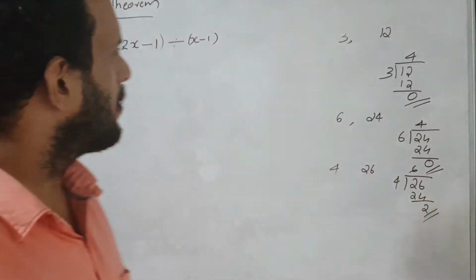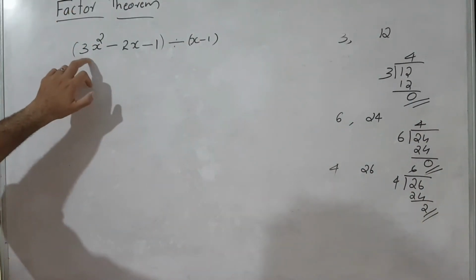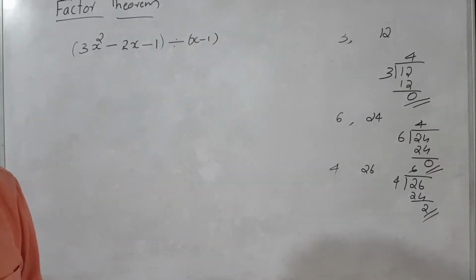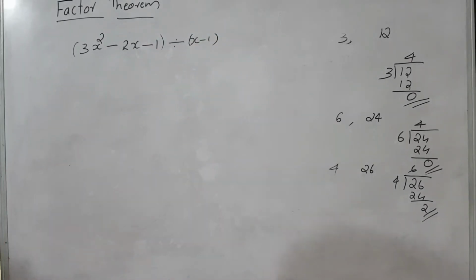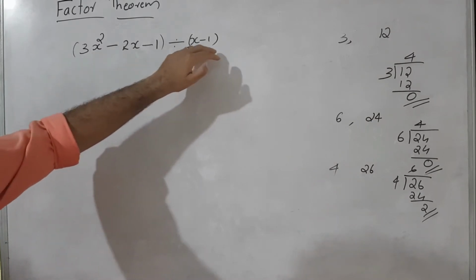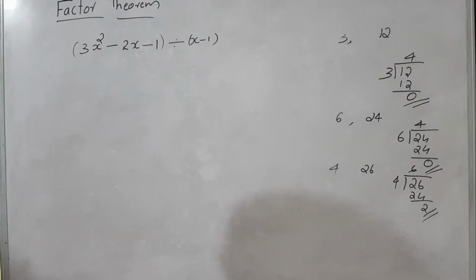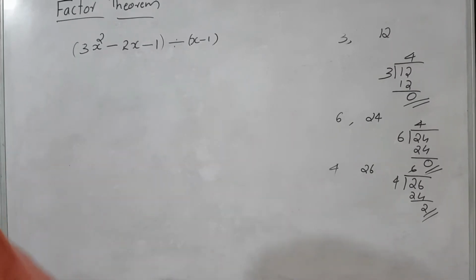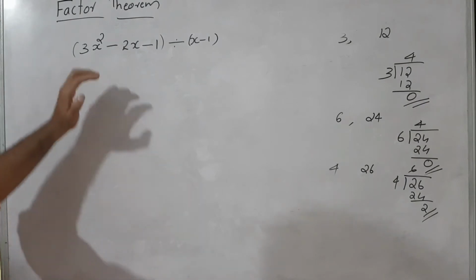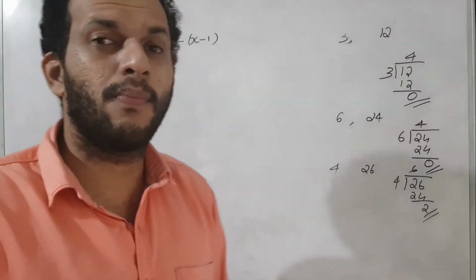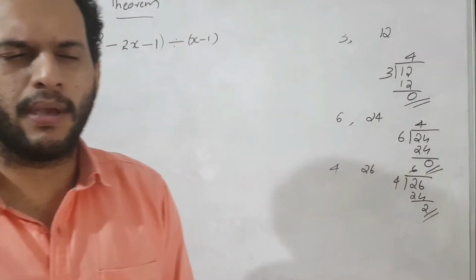Okay, here we are dividing 3x square minus 2x minus 1 by x minus 1. Here we have the two polynomials, 3x square minus 2x minus 1 divided by x minus 1. Now it is very clear. The first one is a quadratic polynomial and the second one is a linear polynomial. The degree is 2, the degree is 1. So here we are dividing a quadratic polynomial by a linear polynomial.